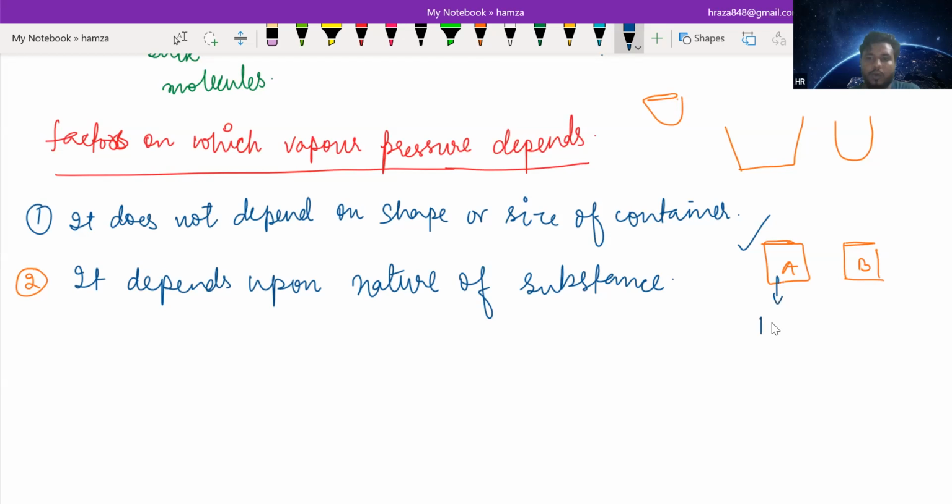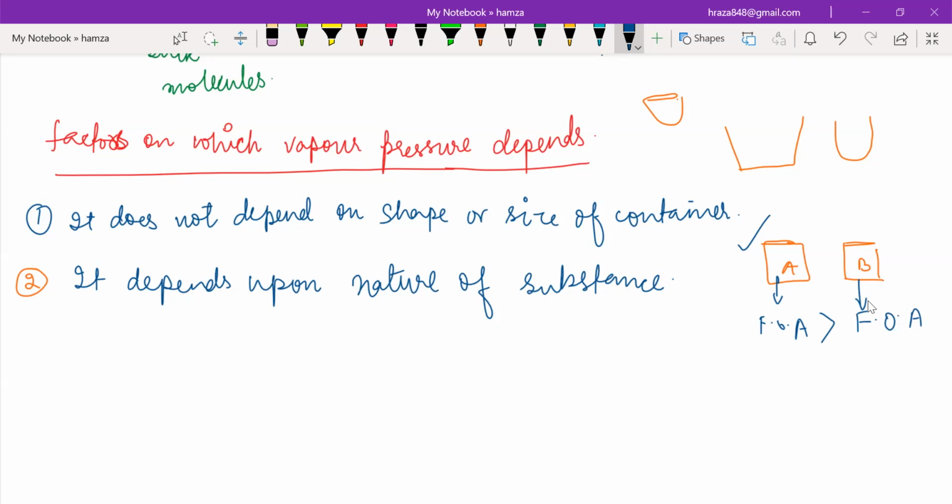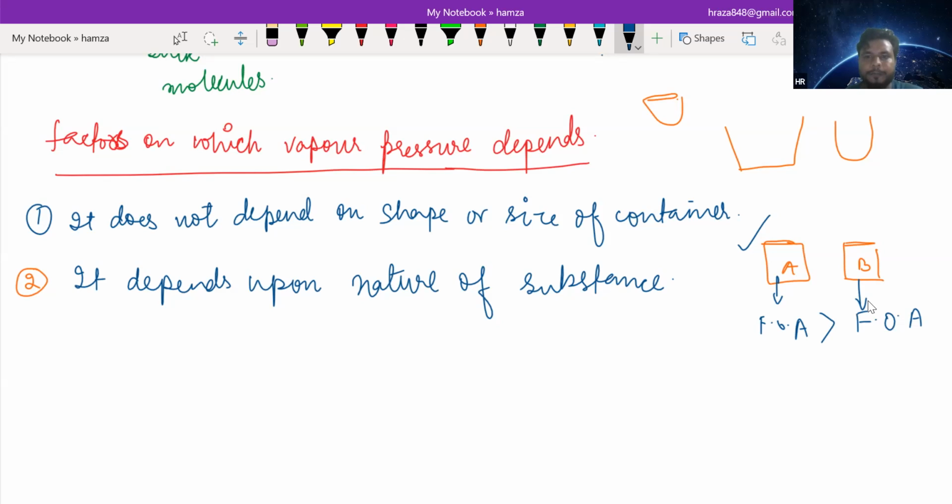If the force of attraction in A is greater than the force of attraction in B, which one will evaporate first, A or B? What do you think? Sir, I think A. Again, I'm going to ask the same question. Force of attraction in A is higher than B. Which one will evaporate first, A or B?